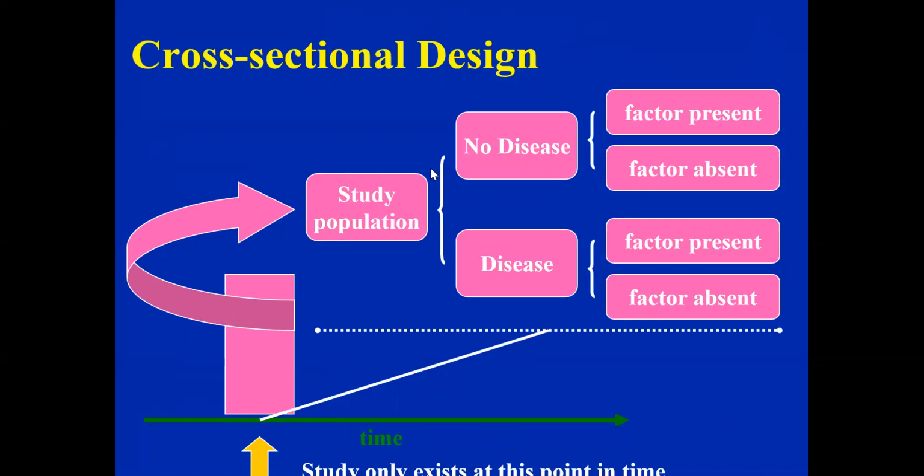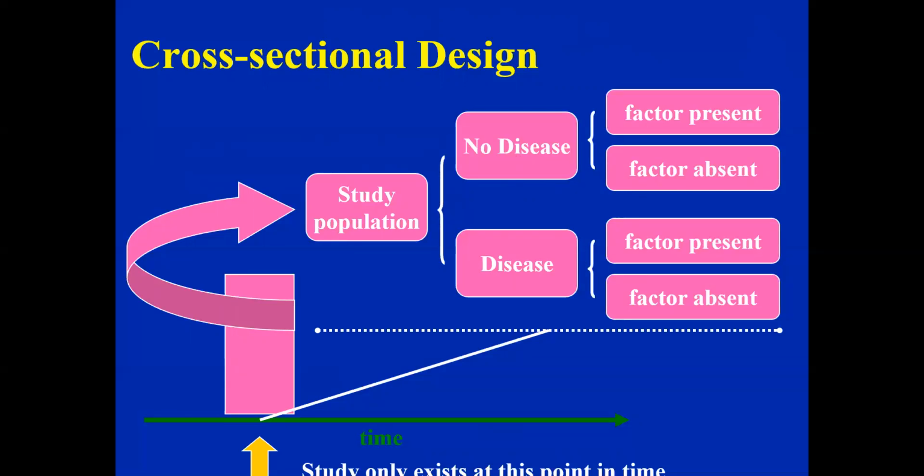In this study population, what are we going to see? We are going to find people with the disease and those without the disease. Then from there, we can start implementing our analysis, and that's where the analytic part comes in. Let me give an example of a cross-sectional study so that you understand.